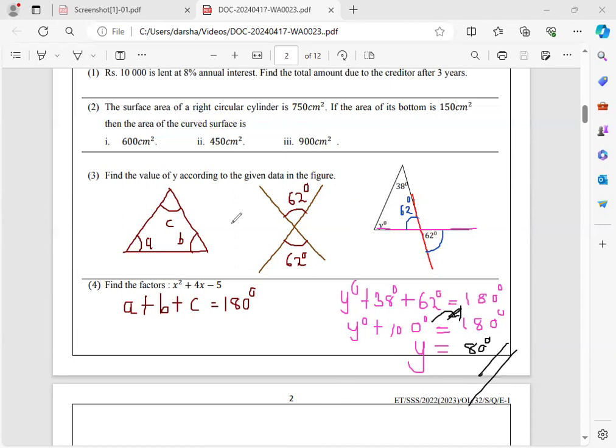So what are the two theorems you must recall for this question? One is vertically opposite angles: if this is 62, this is also 62. Then the sum of the interior angles of a triangle is equal to 180 degrees. Using that, we can find the value of y.